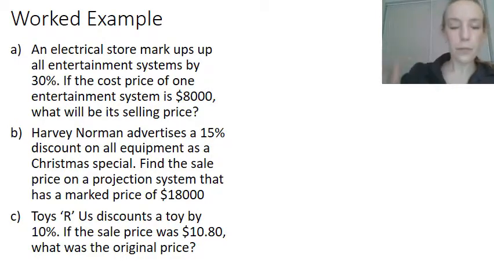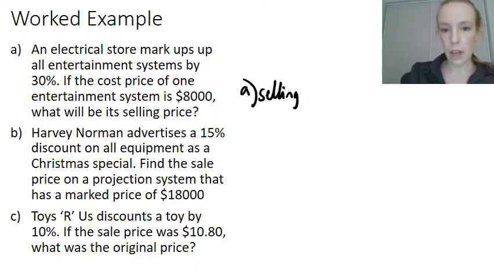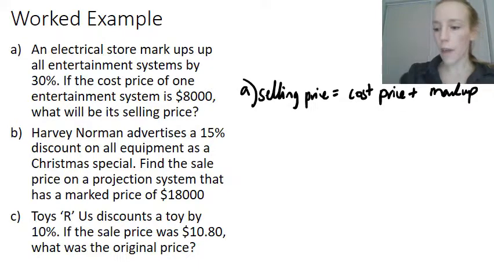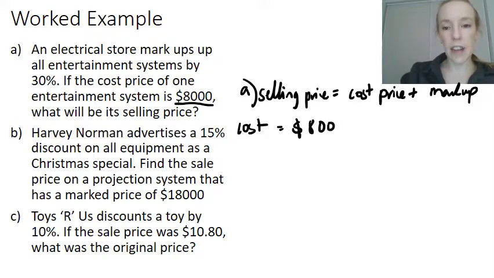Okay, so for A, we'll get our formula here. So our selling price is our cost price plus our markup. Now, the cost price, as we know, it tells us here, the cost of one entertainment system is $8,000. So the cost price is $8,000. Now, the markup is also what we need to know.